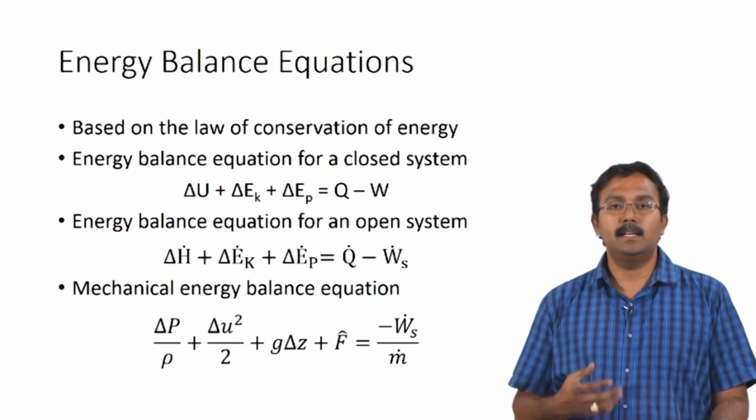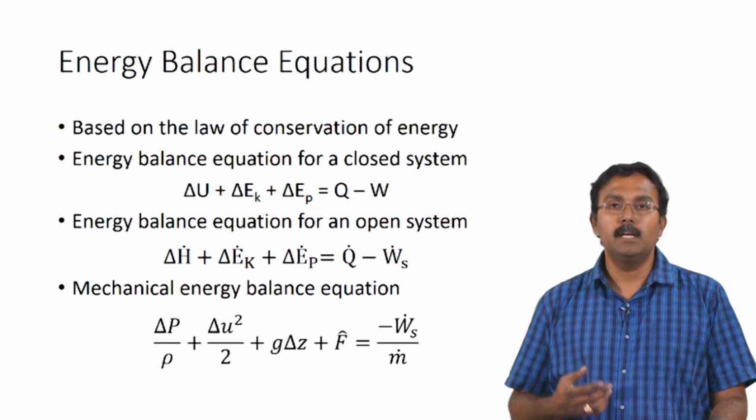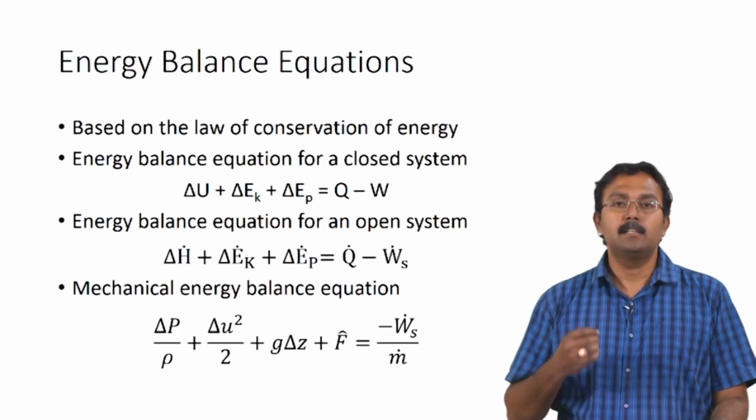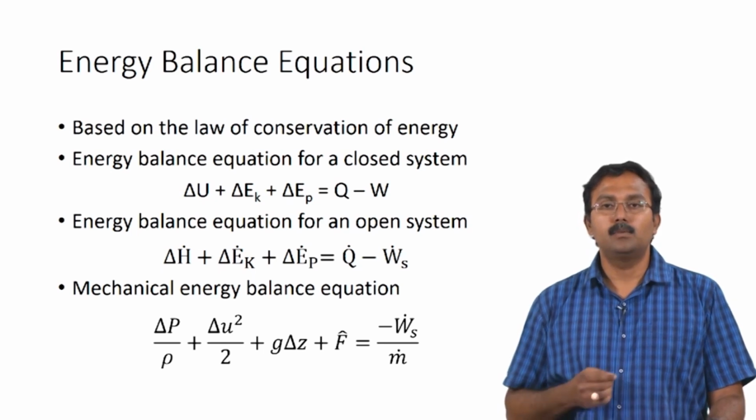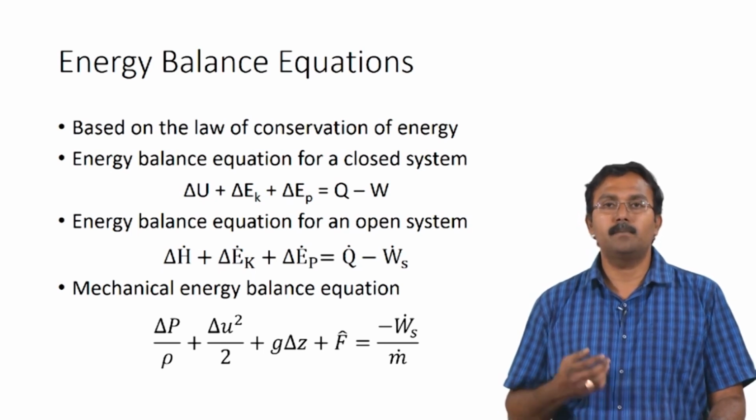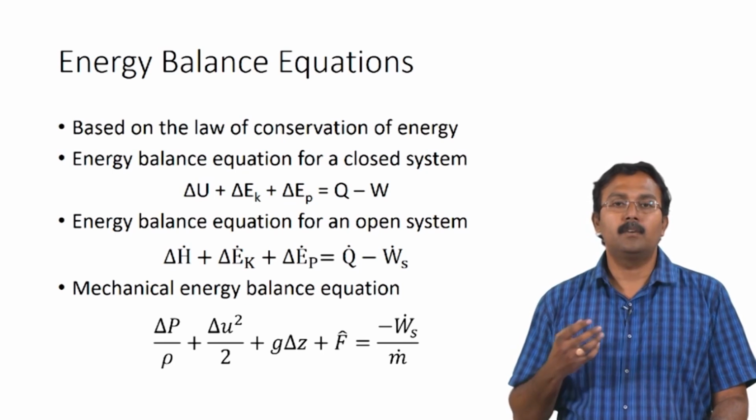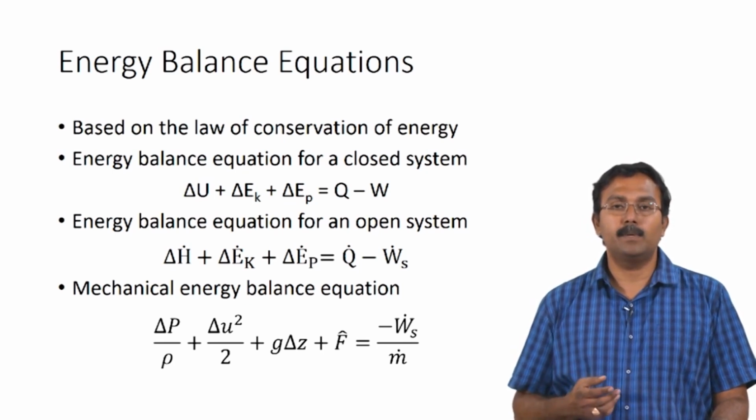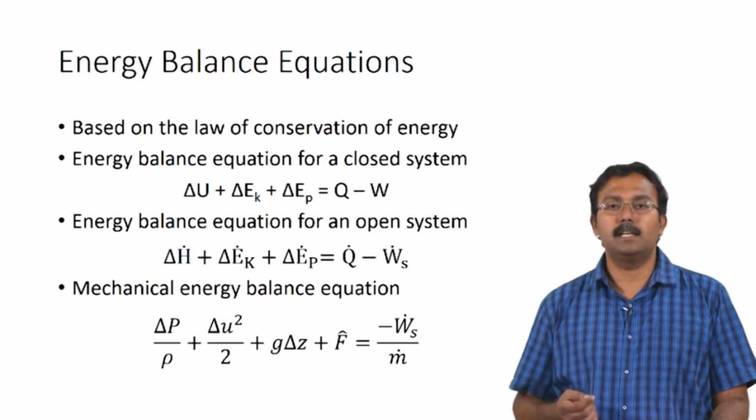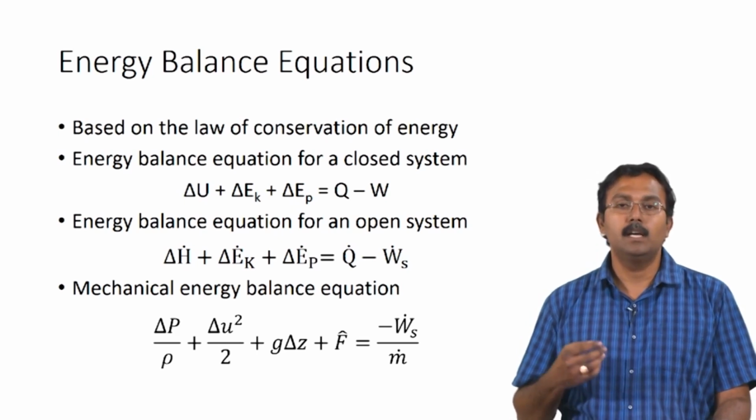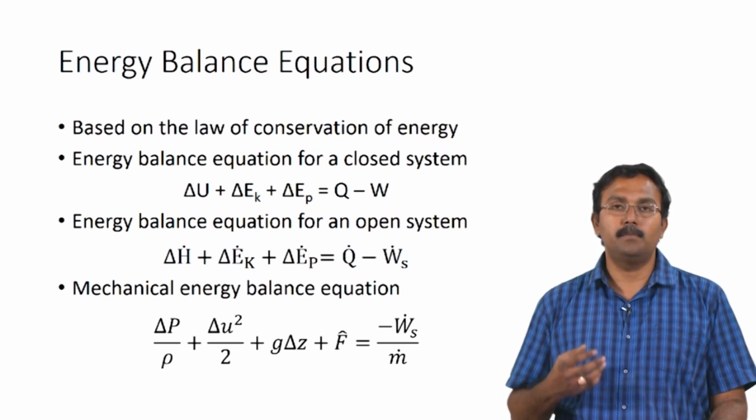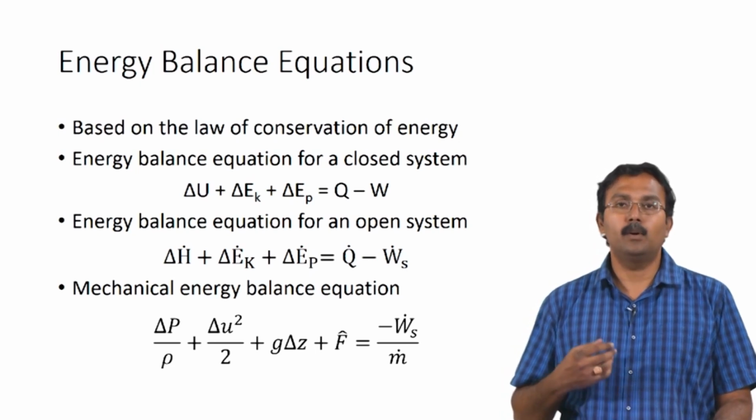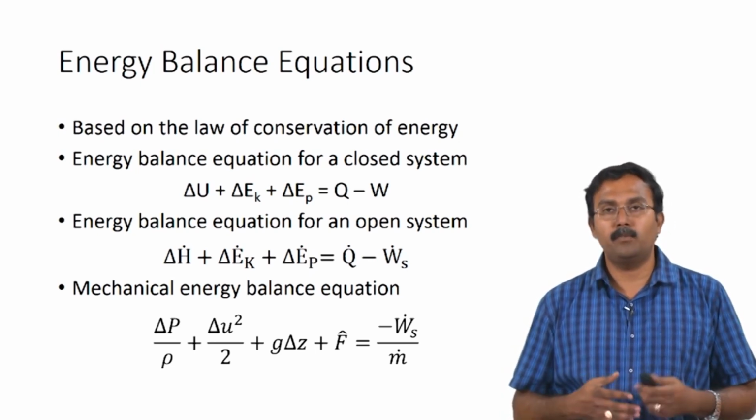When you have the energy balance equation for a closed system, you use the internal energy. So, delta U plus delta Ek plus delta Ep equals Q minus W. This is also the first law of thermodynamics for the closed system. For an open system, the energy balance equation is delta H dot plus delta Ek dot plus delta Ep dot equals Q dot minus Ws dot. So, here for an open system you are using enthalpy. I hope you remember why we use enthalpy for an open system.